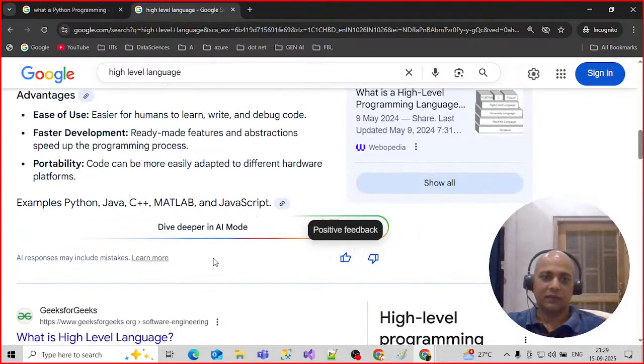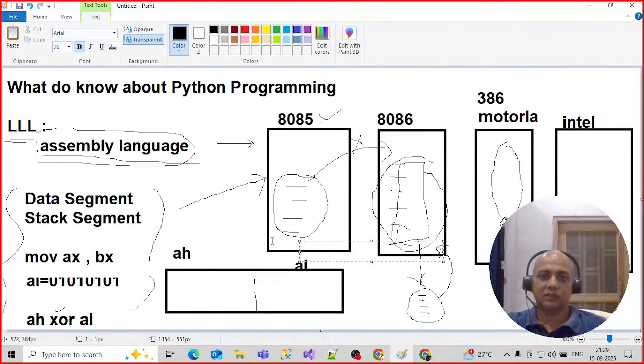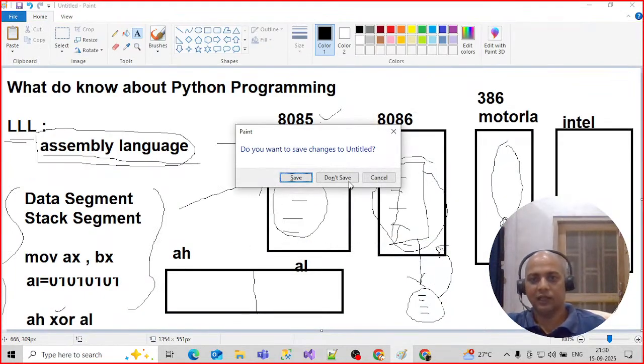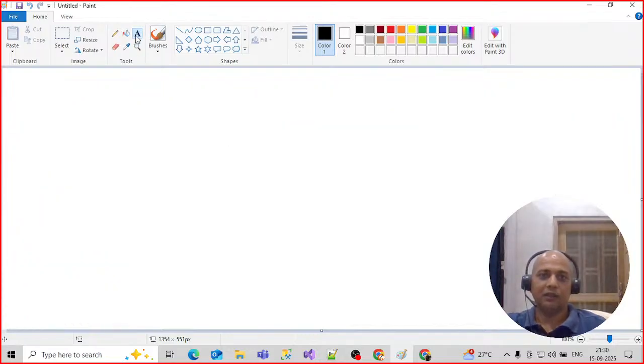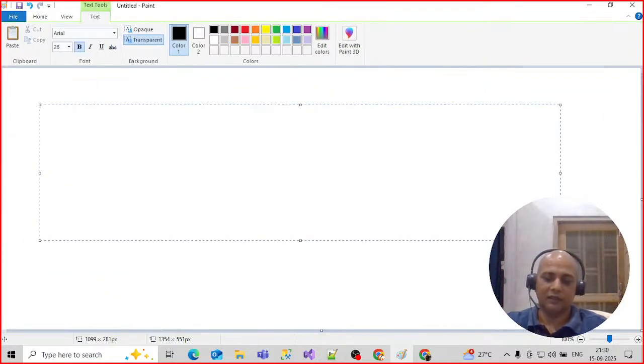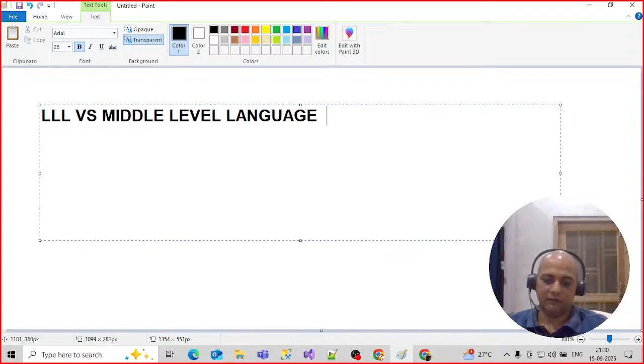So in short, you must understand the difference between low level language, high level language, and middle level language, or you can say low level language versus middle level language, and middle level language versus high level language.